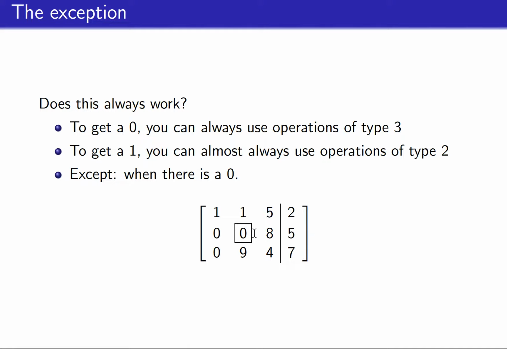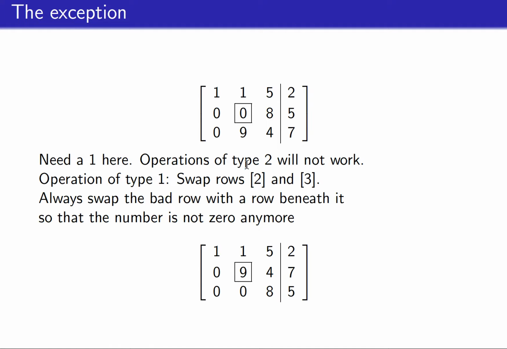Remember that operation that we never used? Well, this is the only situation where we use it. We're going to swap this row, the row with the bad 0, only with rows that are beneath it. Never swap it with something above. So here's what you're going to do. Yeah, need a 1 here. Operations of type 2 will not work. We're going to swap rows 2 and 3. Always swap the one with the bad 0 with the row beneath it, so that the number is not 0 anymore. So there we go.